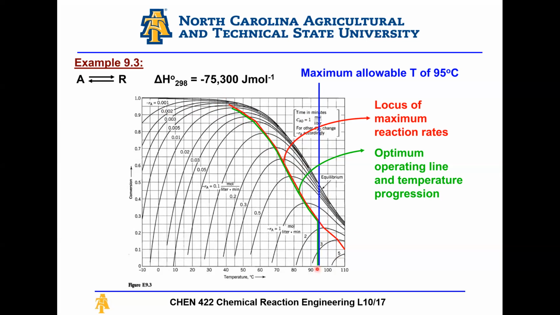So if this reaction is reversible exothermic, I want to operate, start at my maximum allowable temperature here, and then decrease my temperature backwards so that I stay on this locus of maximum reaction rates. This way I always have the maximum possible reaction rate, and I'm always getting the highest possible conversion for any reaction rate, and eventually, once I reach equilibrium, I would have the maximum possible conversion.